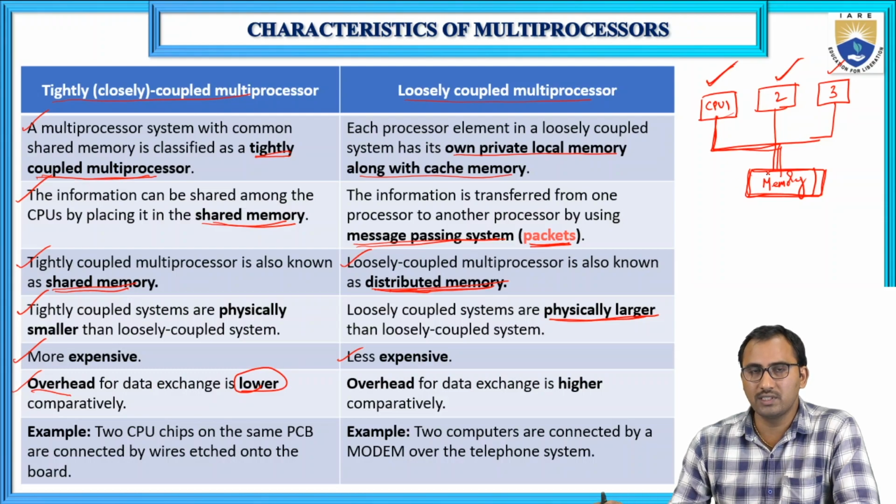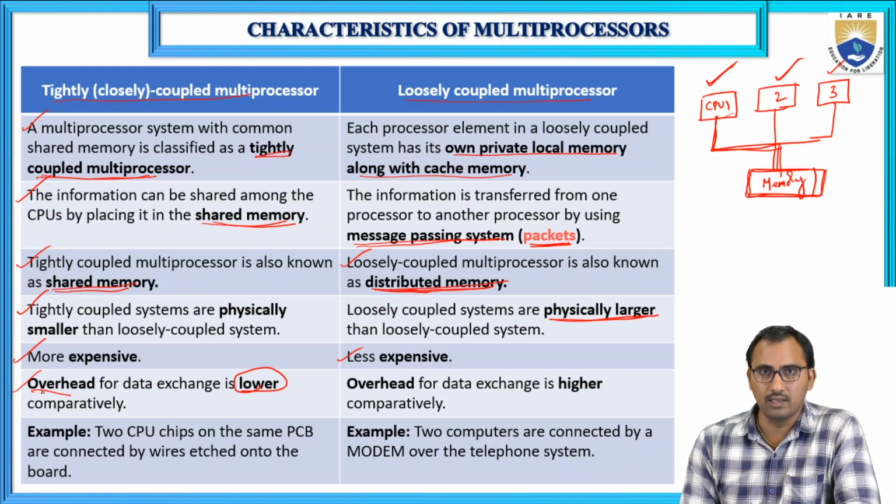Suppose if multiple memories are there, then it will be difficult to communicate because it takes more time to communicate from one processor with another processor. Here in the tightly coupled multiprocessor, that problem is not there. So the communication overhead is very low. Whereas in the loosely coupled multiprocessor, the communication overhead for data exchange is comparatively higher.